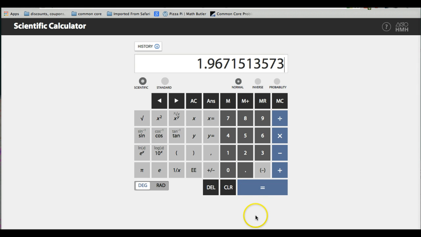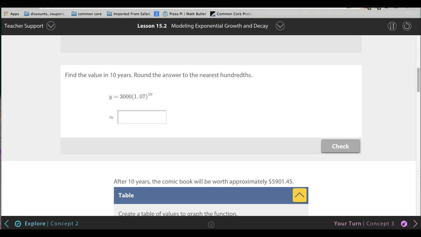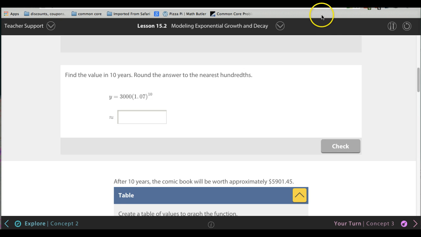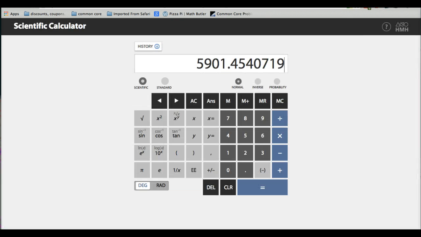So you do that first, and then you have to multiply that by 3,000. And so that's the answer, $5,901 and all that stuff, right? It was in dollars. Okay, so then it says round to the nearest hundredth. Do you know what that means? Nearest hundredth means two numbers after the decimal.